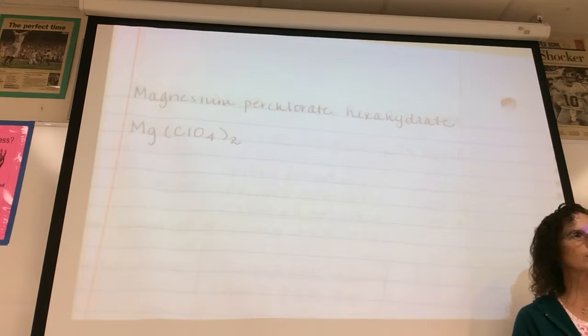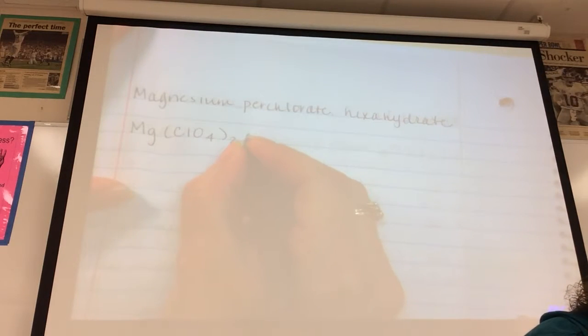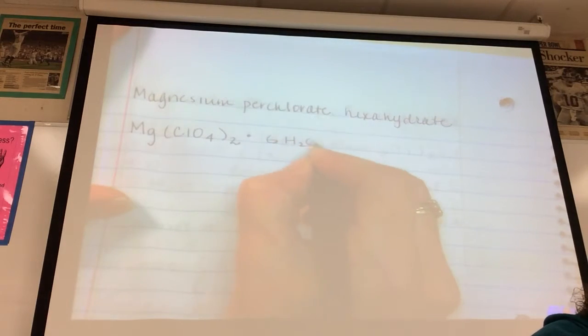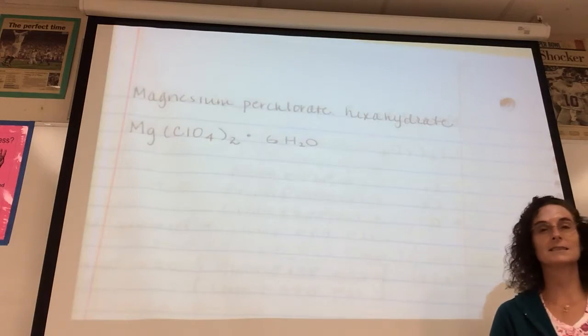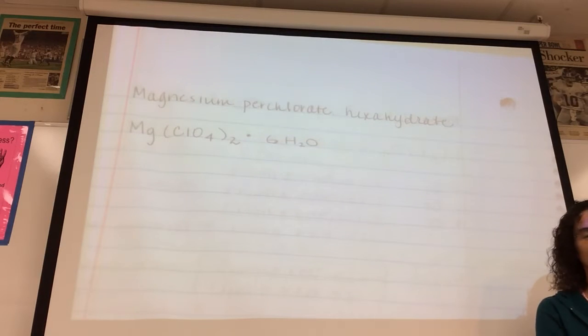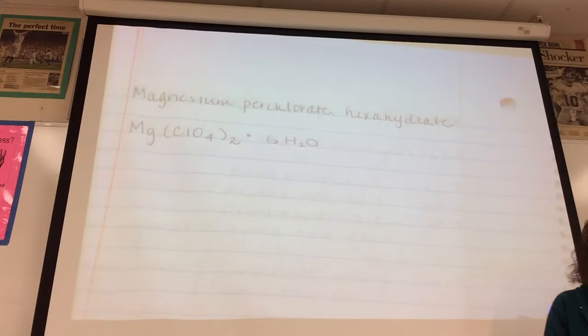And how do we write chemical formulas, Faith, for hydrates? You do the dot. The number and then H2O. So hexa is six and then H2O. Okay, that's a hydrate. That means that you have six water molecules incorporated into the crystal lattice. Okay?